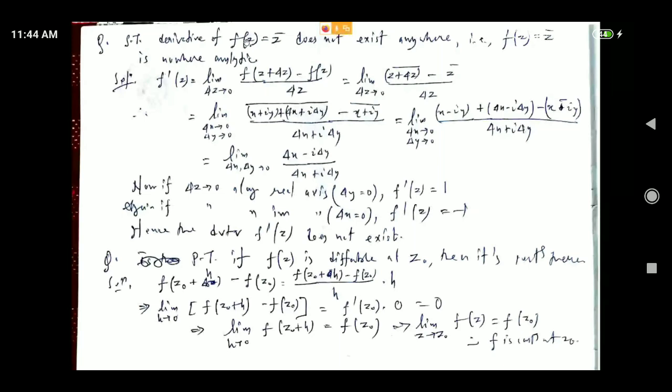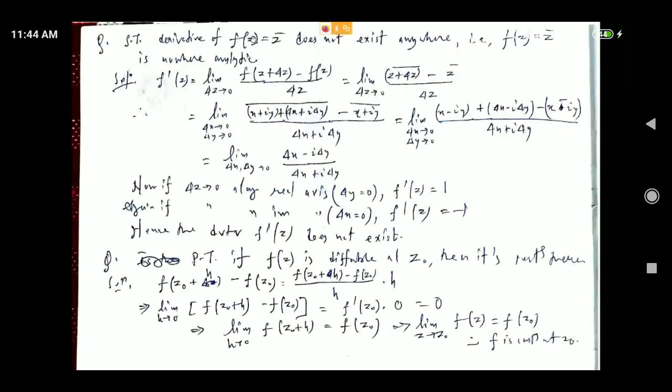Okay, let us see this example. Show that the derivative of f(z) = z bar does not exist anywhere. That is, f(z) is nowhere analytic. So analyticity and differentiability are somewhat synonymous but not exactly the same. When you do the examples, you will understand their actual difference.